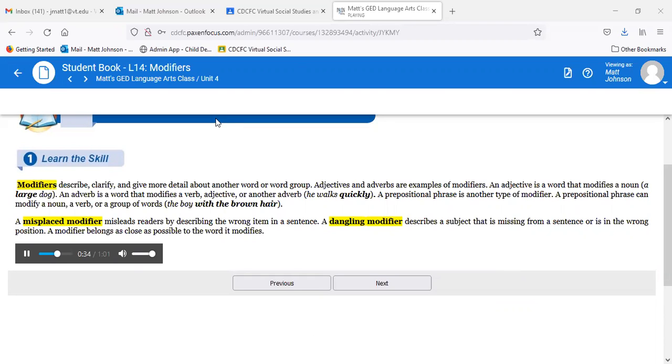A prepositional phrase is another type of modifier. A prepositional phrase can modify a noun, a verb, or a group of words. The boy with the brown hair. A misplaced modifier misleads readers by describing the wrong item in a sentence. A dangling modifier describes a subject that is missing from a sentence or is in the wrong position. A modifier belongs as close as possible to the word it modifies.